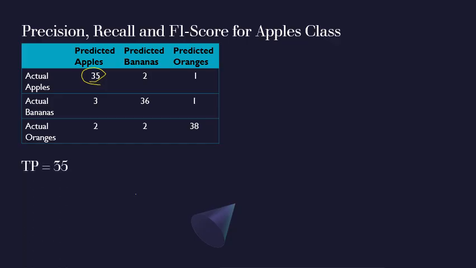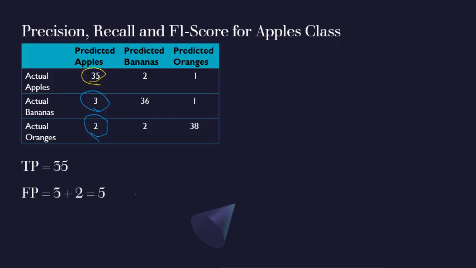And then we also have our false positives. In our matrix, the values of the incorrectly predicted as apples are our false positives. So as we can see, we have 3 actual bananas that were predicted to be an apple, and we have 2 actual oranges that were predicted to be an apple. So we are going to add these 2 values. 3 plus 2, we have a total of 5 false positives.